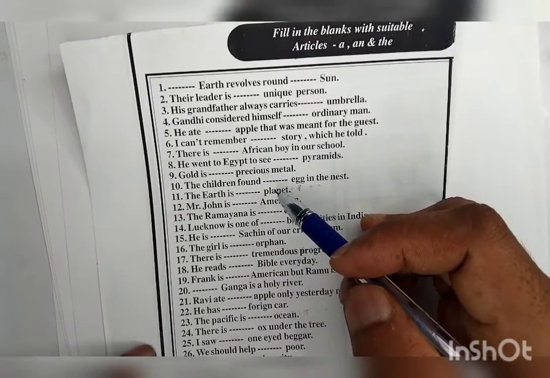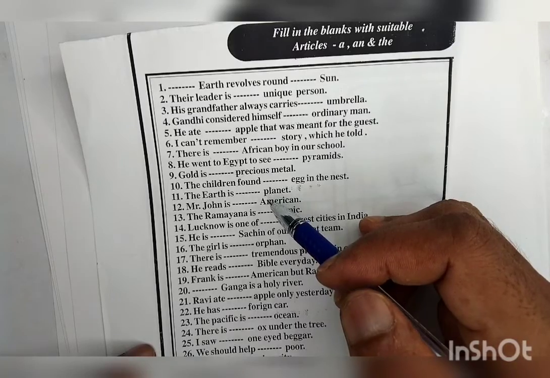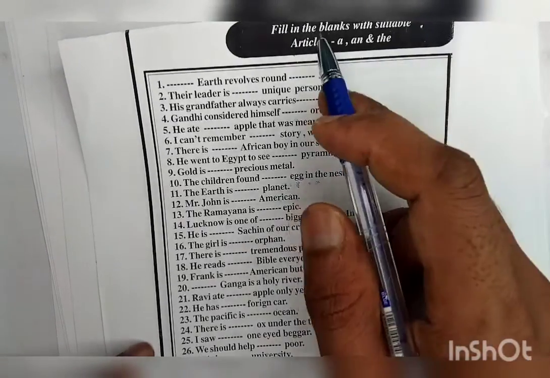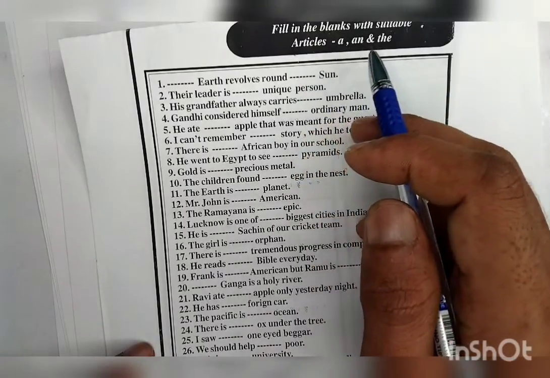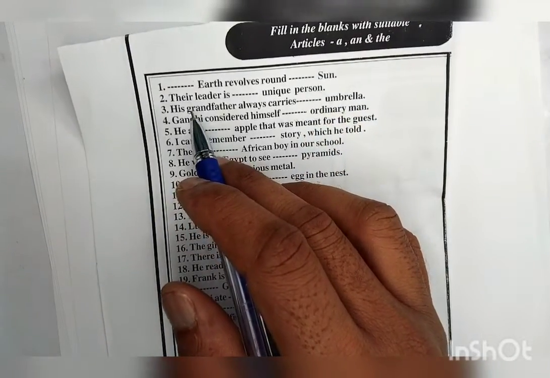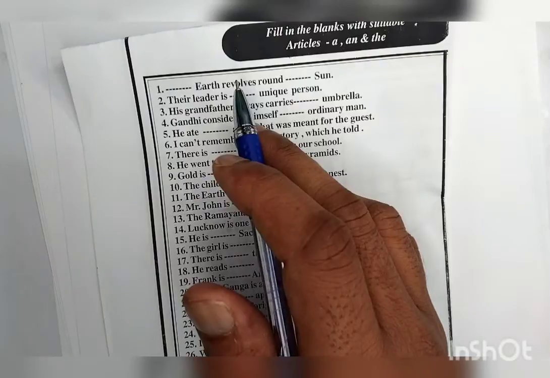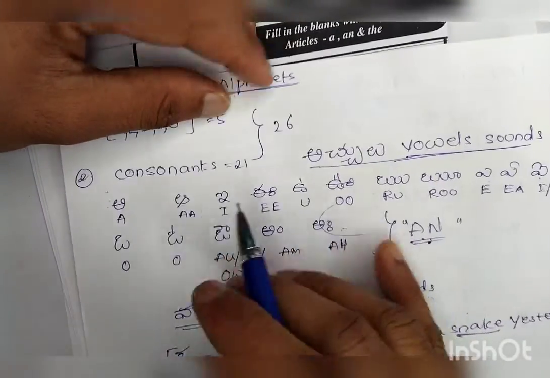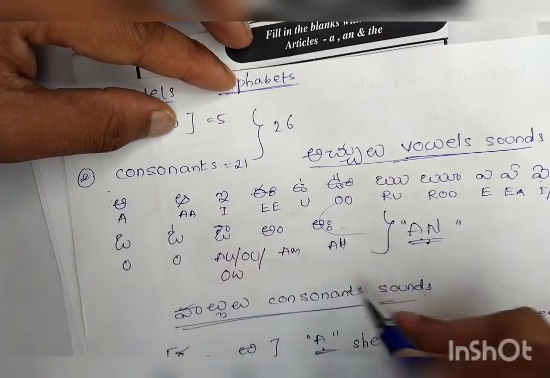Everybody faces this kind of problem in their examination. So I hope you understand how to fill in the blank with a suitable article a and the. For example, as I told you, I told you all this first, and if I explain again, you will understand. I told you about sound.